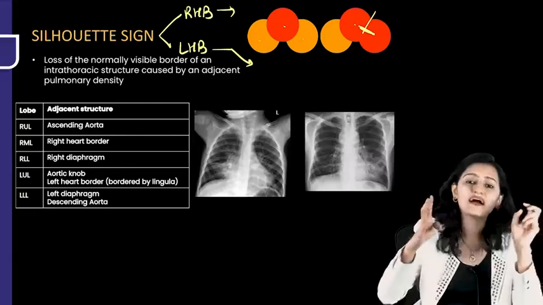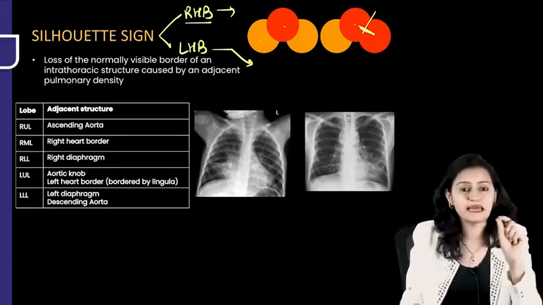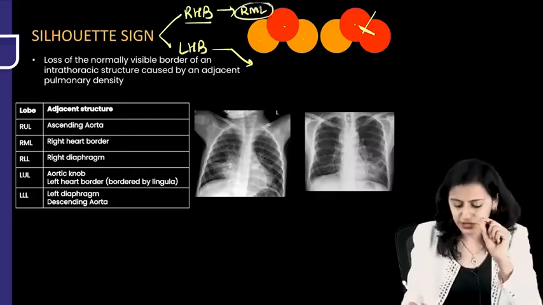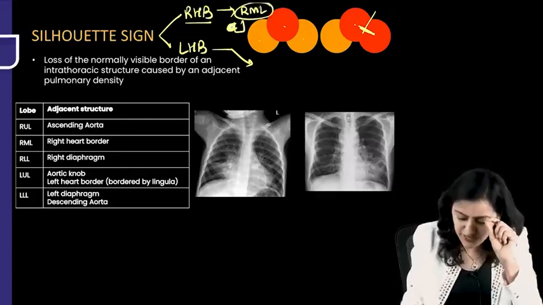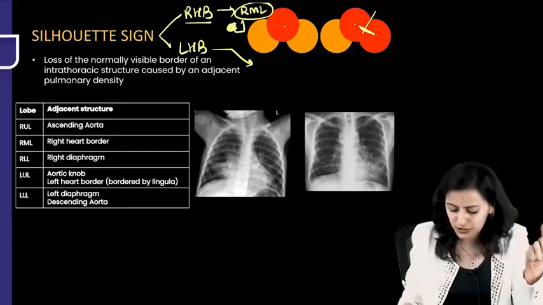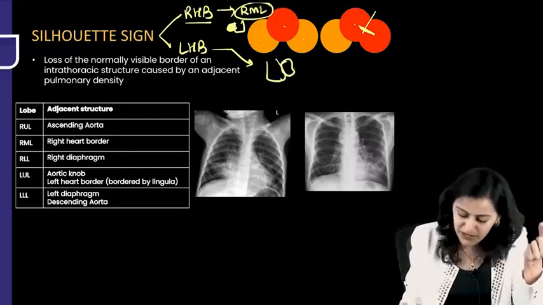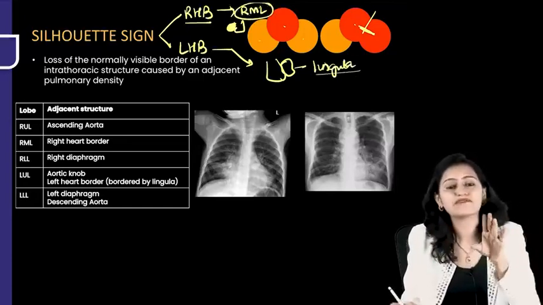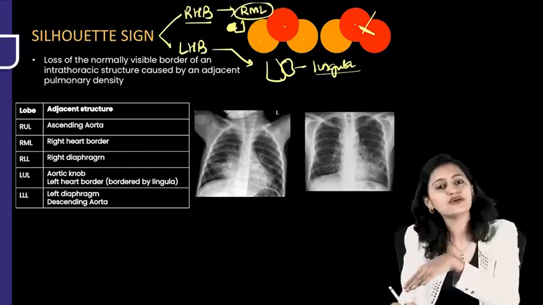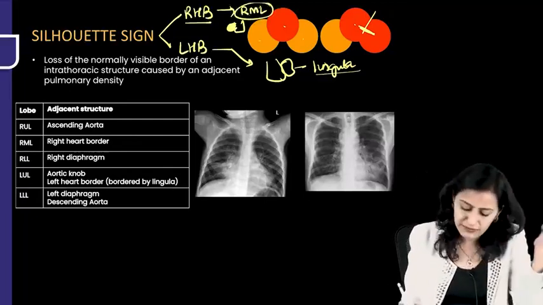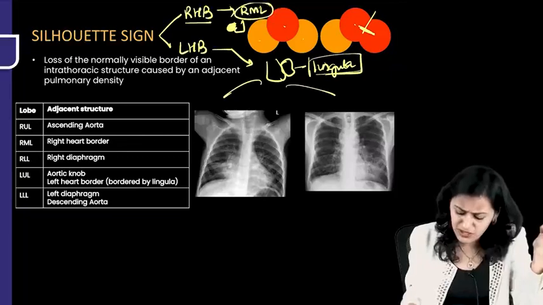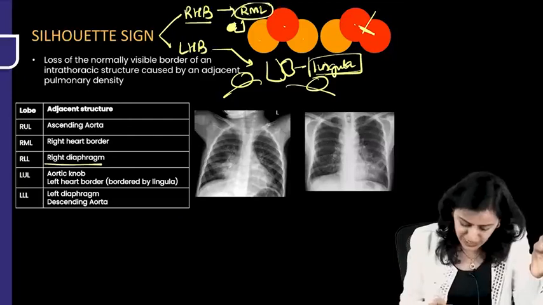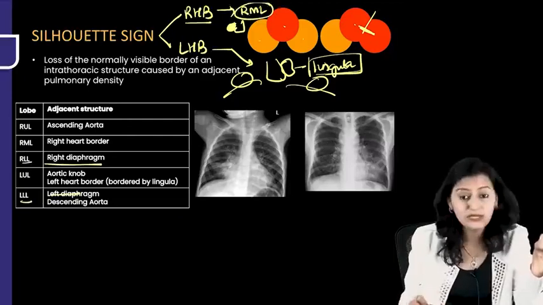So, when the right heart border is lost by any pathology, then it is right middle lobe pathology. If the pathology is obscuring the left heart border, then it is the lingula pathology. Remember, we don't have the left middle lobe. It is the lingula on the left side corresponding to the right middle lobe. If the pathology is obscuring the diaphragm, it is the lower lobe. So, right diaphragm, left diaphragm, it would be the lower lobe.